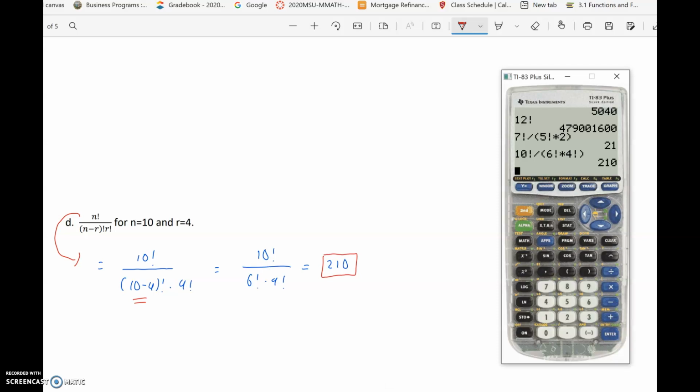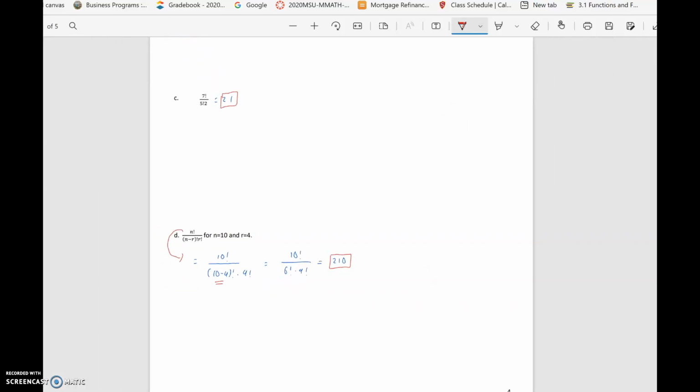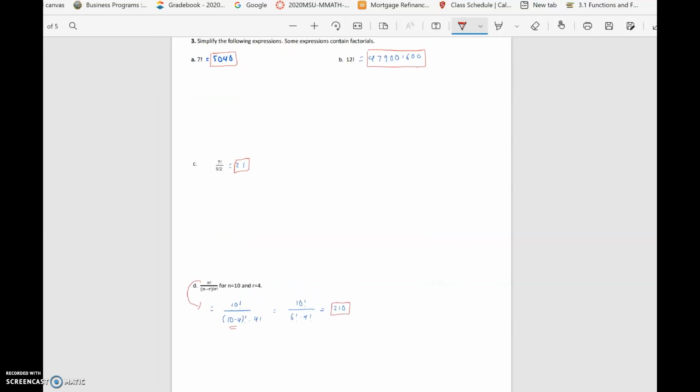And that's actually it. Let me just double check. We definitely need parentheses there and the times, otherwise the calculator may do something else. That's actually it for this problem. Let me zoom out a little bit so that you're able to see all the previous answers.